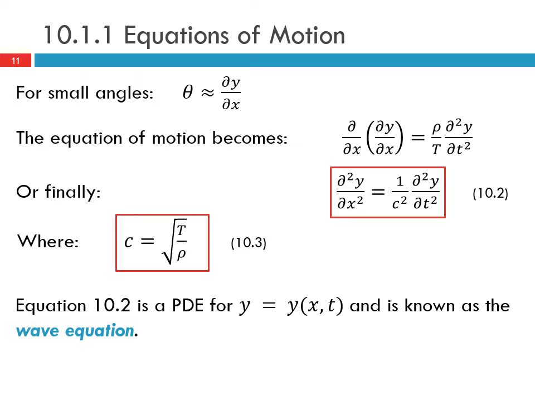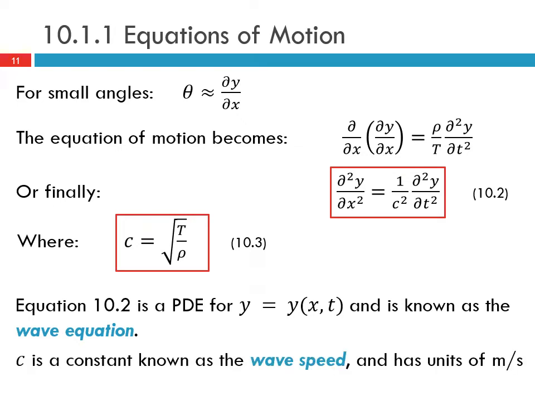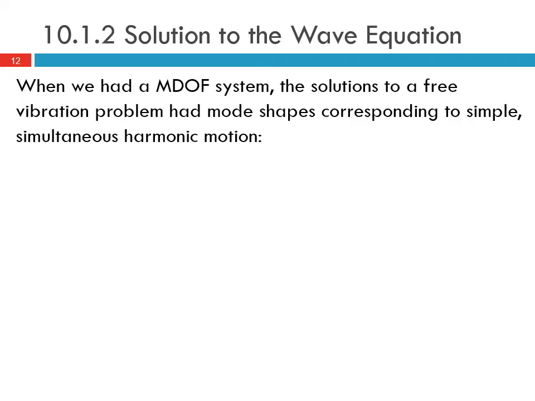So this is a partial differential equation for y, which is a function of x and t, and it is known as the wave equation. c is a constant known as the wave speed, and it has units of meters per second, and it is dependent on the properties of the cable, as well as the tension. Now we can talk about the solution to the wave equation.